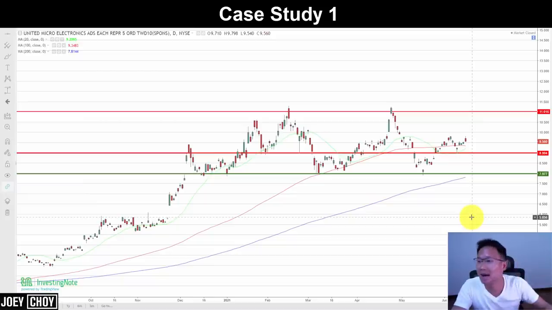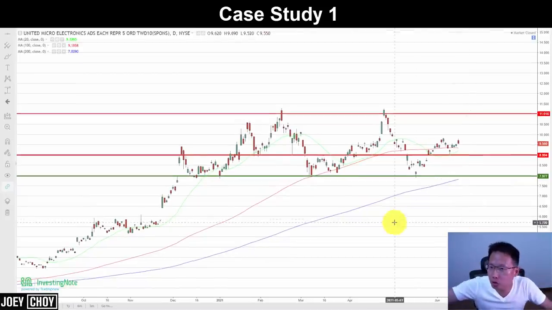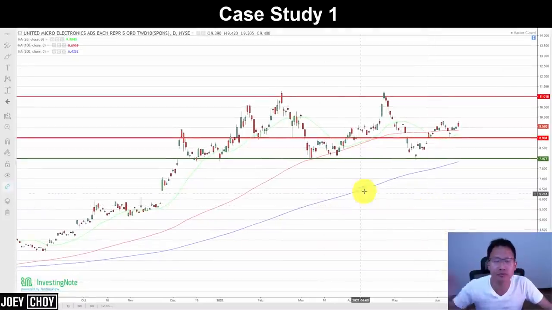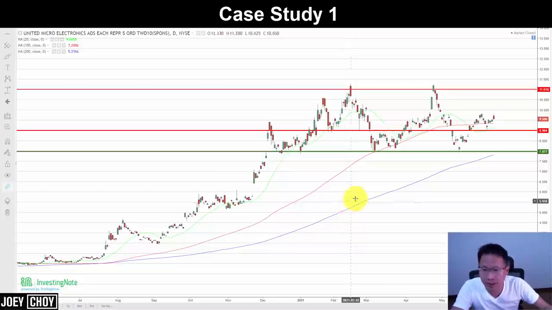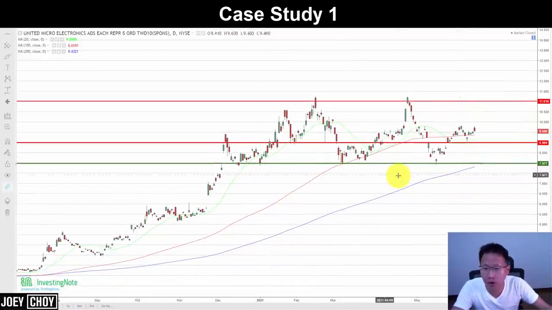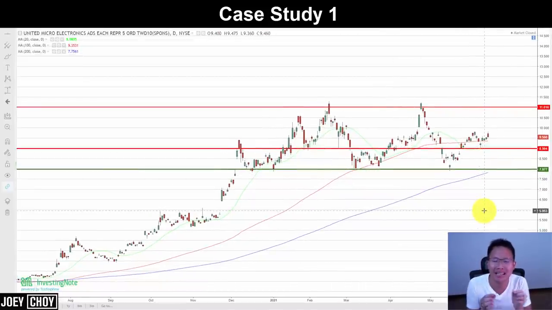So this is case study number one, right? We have this counter called UMC here, all right? And it's pretty much in a very good long-term uptrend. So as I mentioned, you want to look at the big picture first, we look at a trend. So in terms of the longer term, that's been in a very, very strong uptrend. And we did manage to see a bit of support coming in at about that $8 level, right? So let's see if we can spot any good candlestick at some of those good zones.